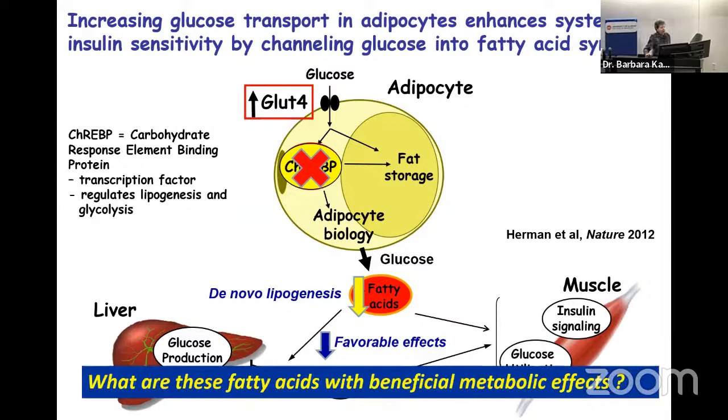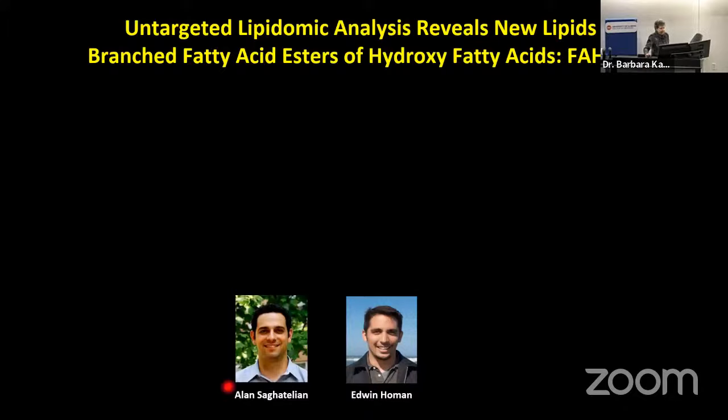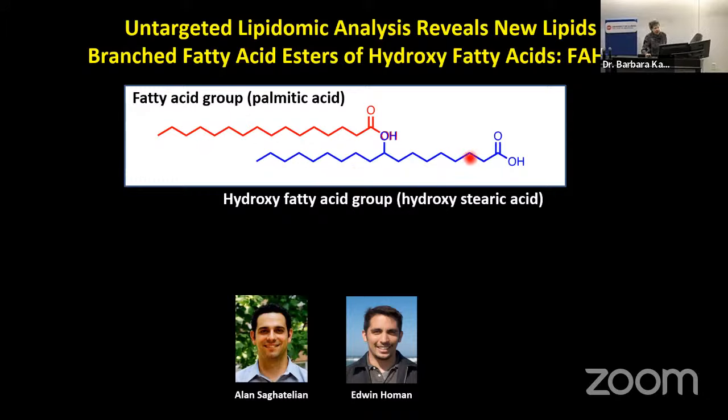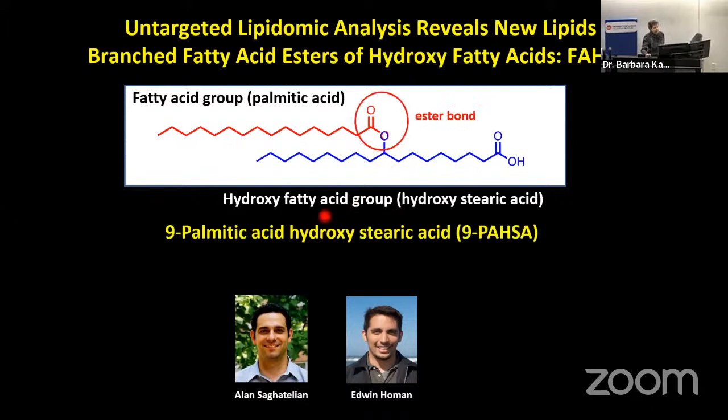So we asked, what are these fatty acids with beneficial metabolic effects? And we teamed up with Alan Saghatelian, who was in the chemistry department at Harvard, and his student, Edward Holman. And we did untargeted lipidomic analysis. And we were looking for new lipids. And what we found turned out to be branched fatty acid esters of hydroxy fatty acids. So we call them FAHFAs. So let me show you, they consist of a fatty acid group, here palmitic acid, and a hydroxy fatty acid. Here I'm showing hydroxystearic acid bound by an ester bond. So this is 9-palmitic acid hydroxystearic acid, or 9-PAHSA.